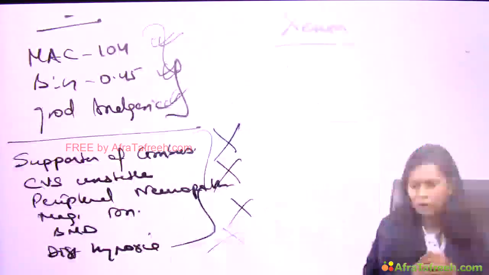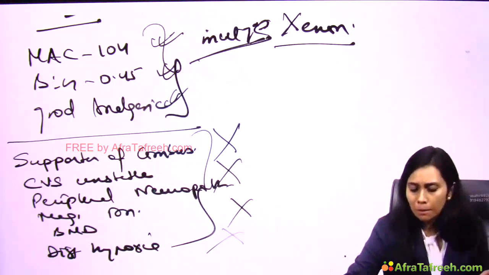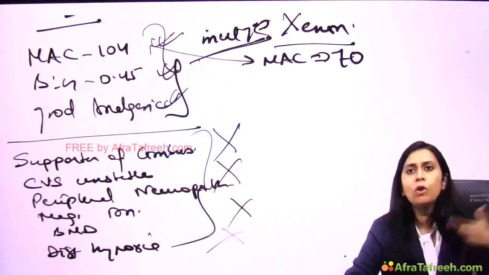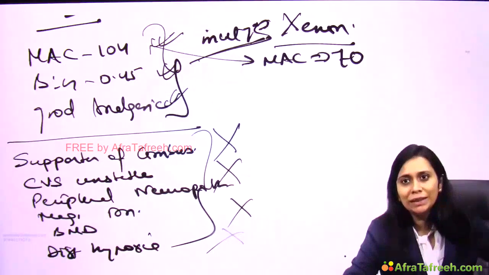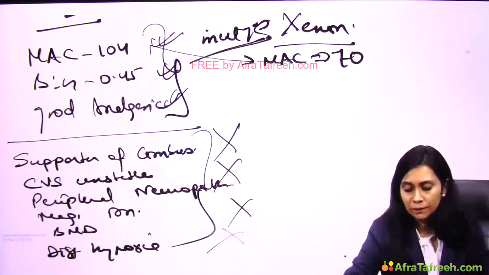What is xenon? Xenon is an inert gas. MAC of xenon is 70. So this makes it more potent than nitrous oxide. Definitely less potent than potent inhalational agents, but more potent than nitrous oxide. Less MAC, high potency, we have discussed.